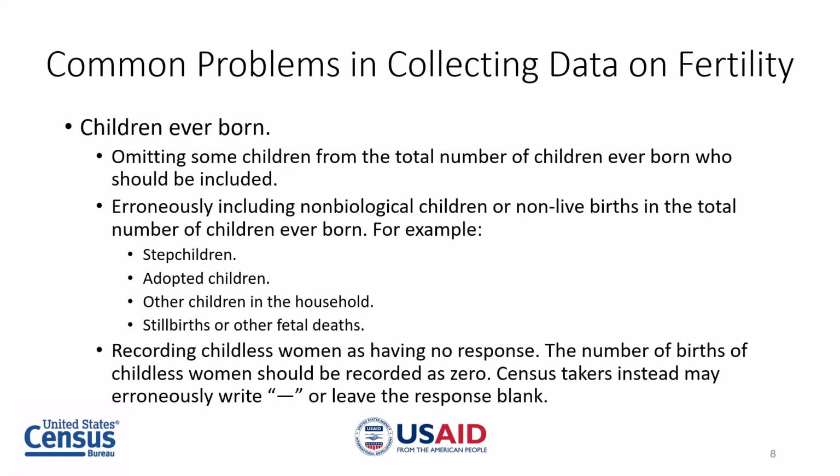Some common problems with the question on children ever born are omitting some children from the total number of children ever born who should be included, and erroneously including non-biological children or non-live births in the total number of children ever born, for example, stepchildren, adopted children, other children in the household, stillbirths, or other fetal deaths. Another problem is recording childless women as having no response. The number of births of childless women should be recorded as 0. Census takers instead may erroneously write in a dash or leave the response blank.